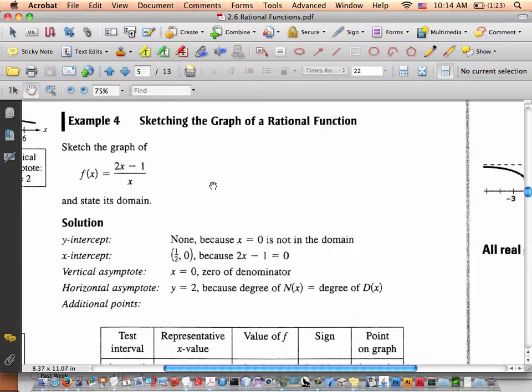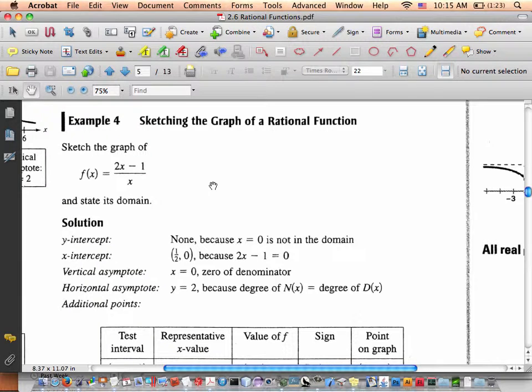Now we're just going to plug in some points. So we're going to pick some random points now, Abby. What happens when I plug 2 into this function? 2 times 2 is? Minus 1 is? Over? Which is 3/2, right? 3/2, which is the same as 1.5. Okay, that gave us an ordered pair.